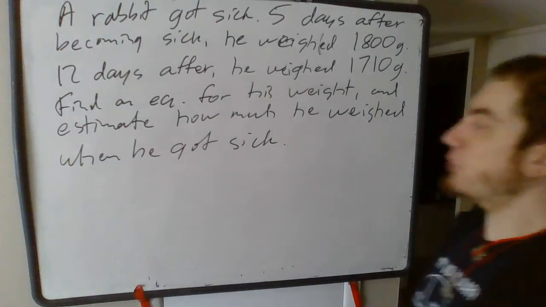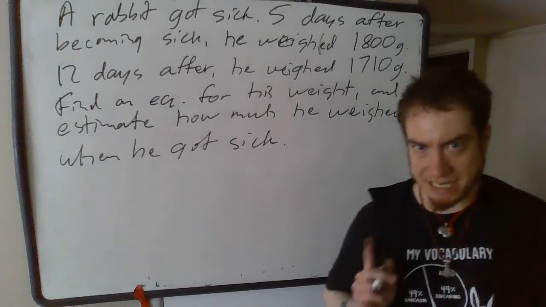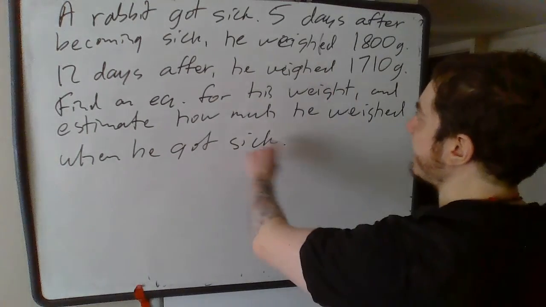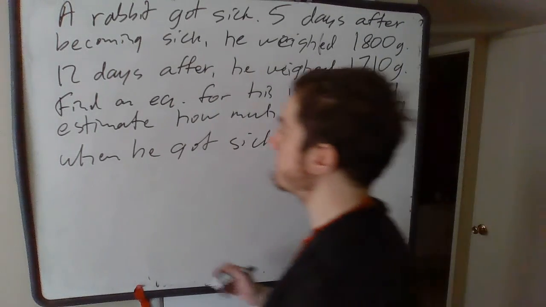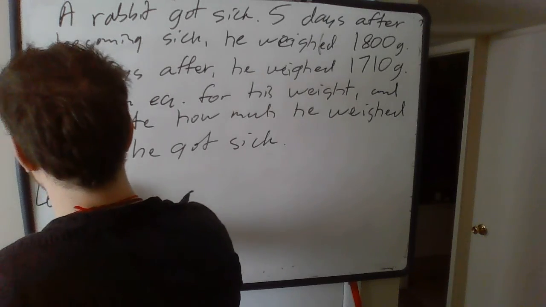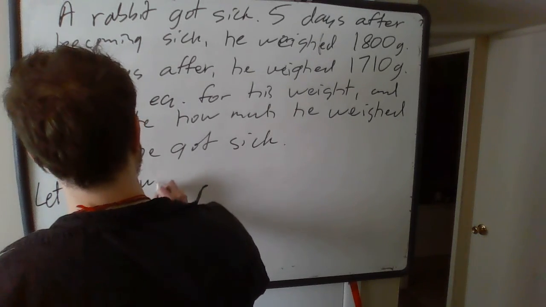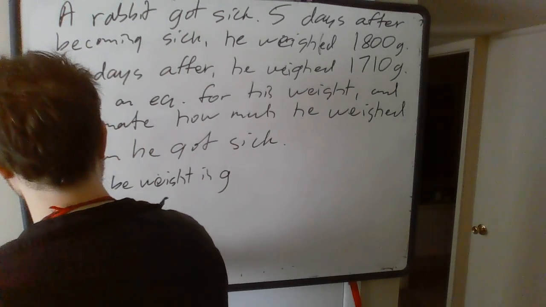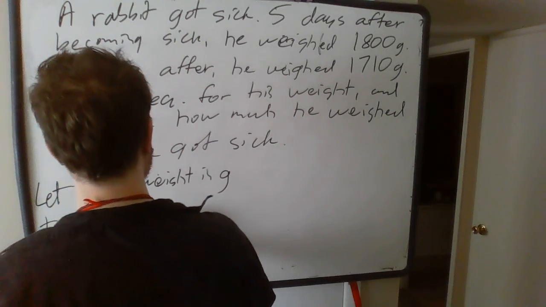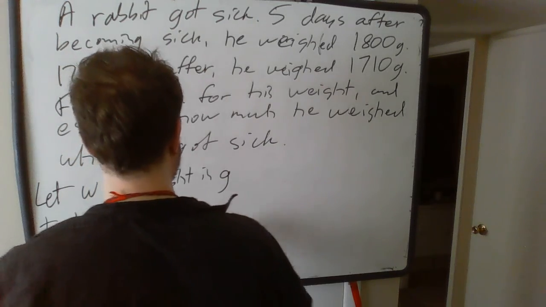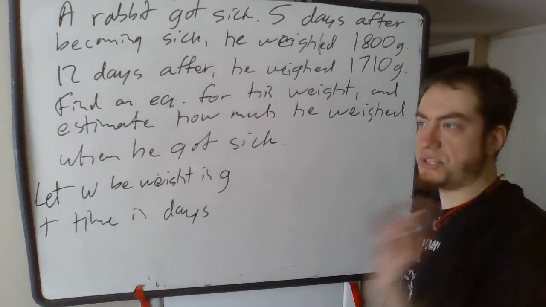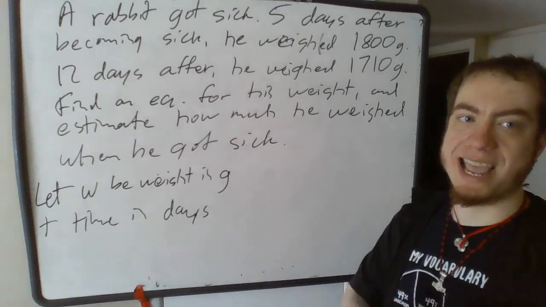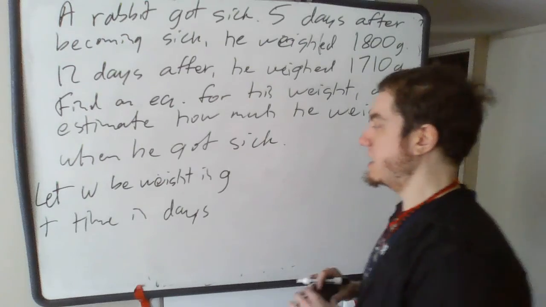Anyway, so first of all, we've got to come up with variables, and I didn't give you units this time, but the units that were given are grams for the weight and days for the time. So I'm going to say let W be the weight in grams and T be the time in days. And we will consider 0 days is when he gets sick. So T measures the number of days that it has been since he has gotten sick.